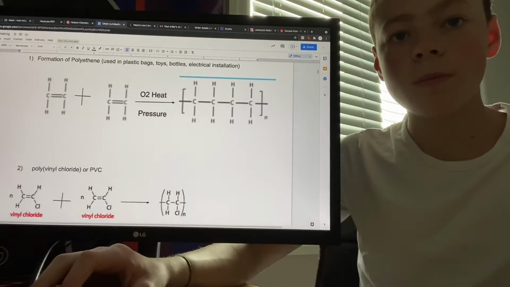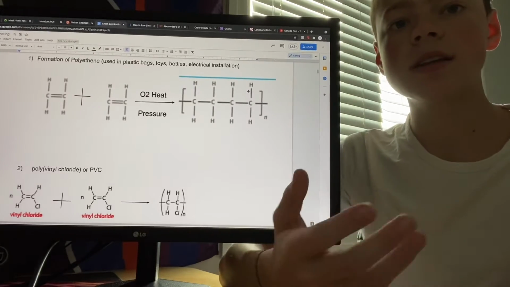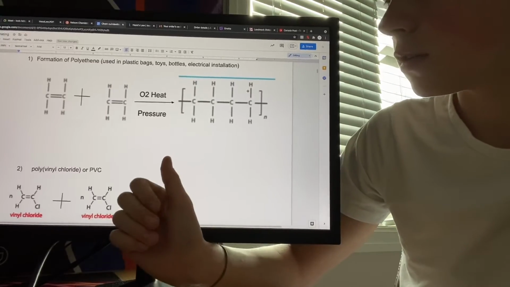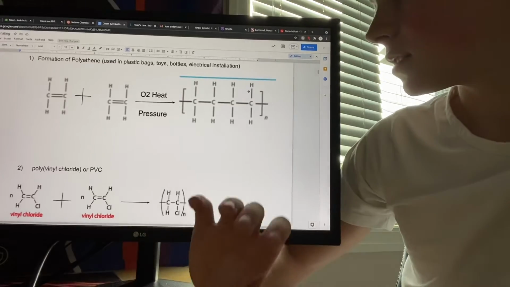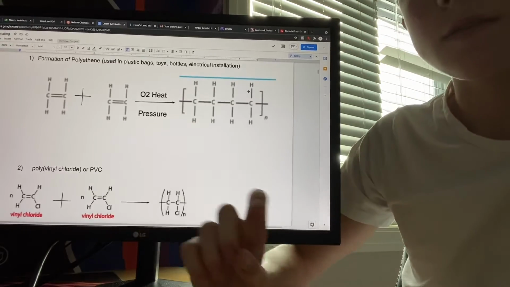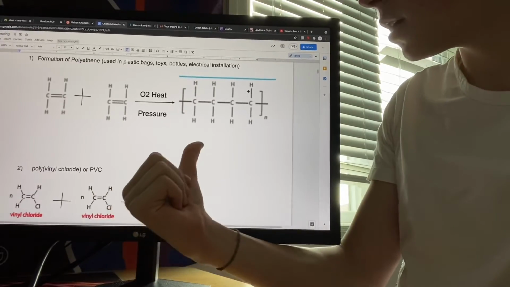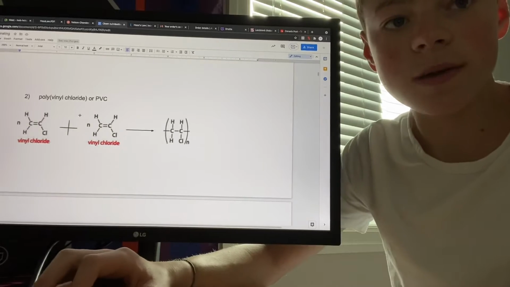And it's formed by O2, heat, and pressure, which doesn't really matter that much, but you just have to know that, though you don't have to know it for each one. It's all really the same. Basically, that's the gist of how you draw it. You just draw these two together, drop the double bond, and then draw these things to make it continue. So we're just going to keep going.